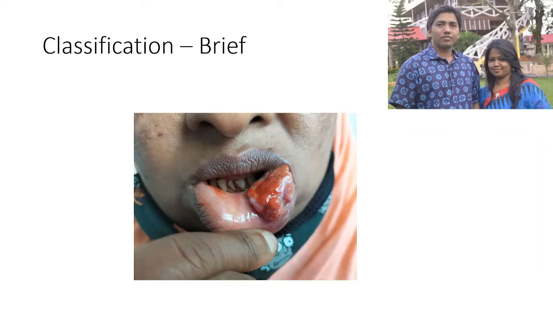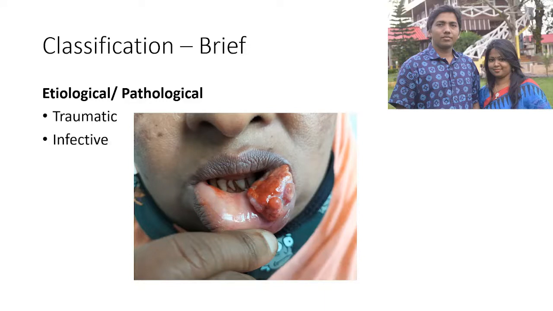At first we will classify the ulcer according to its etiology, which can be termed pathological classification as well. The first etiology that comes to our mind is traumatic. An ulcer can be traumatic, or it can be infective, or it may follow any infection, like a superficial soft tissue infection caused by Staphylococcus aureus, which will lead to a boil or abscess, and that abscess may rupture, and after rupture that will lead to an ulcer also.